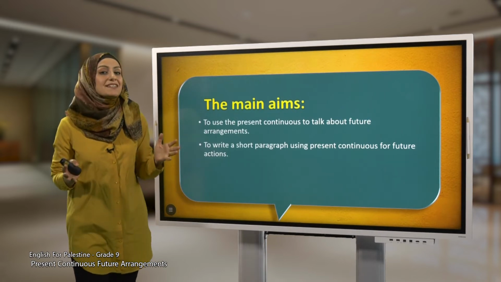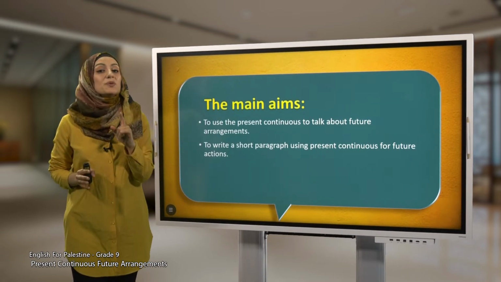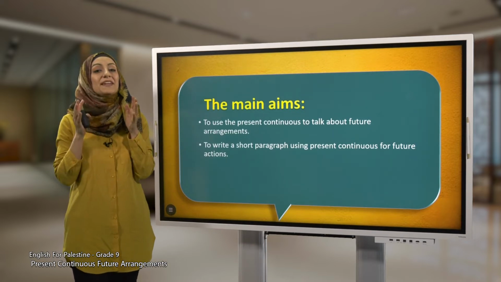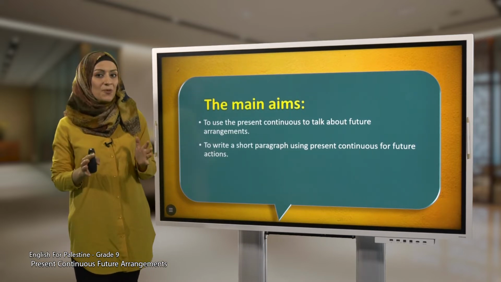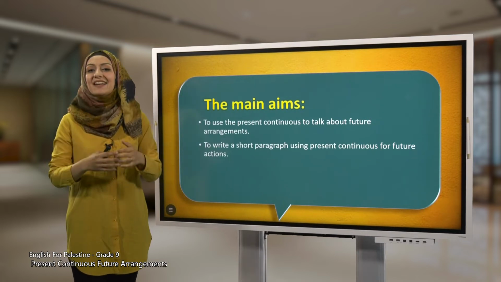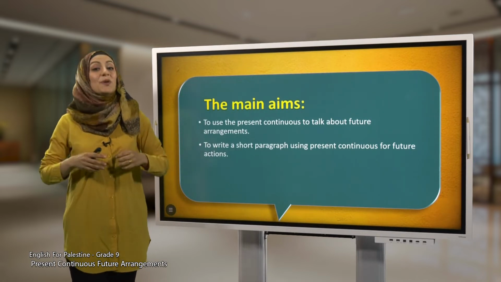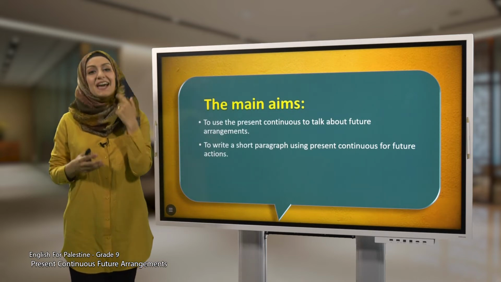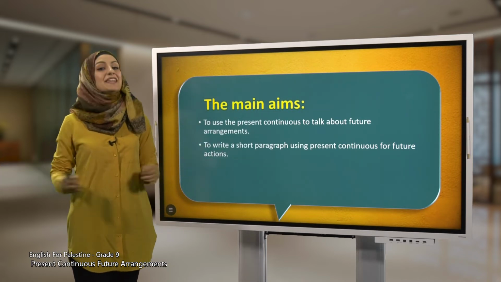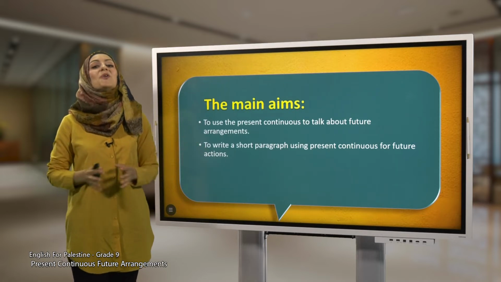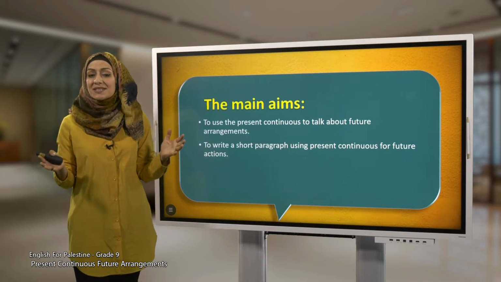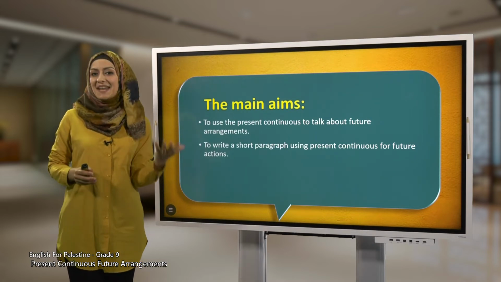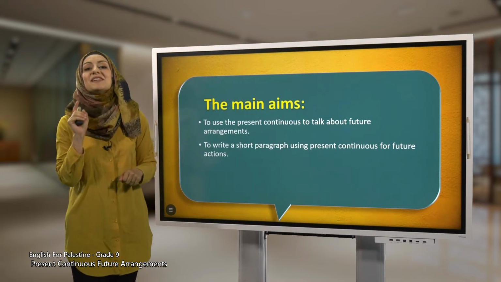In the previous lessons, you have learned how to use the present continuous to talk about actions that are happening now, right now. For example, we are learning English now. We are having fun together. You are listening to me and we are talking in English. These are all examples of how we use the present continuous to talk about things that are happening now, right now.